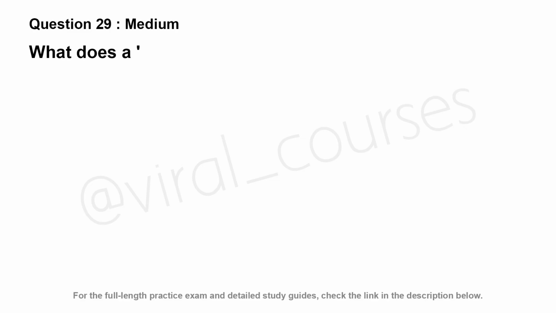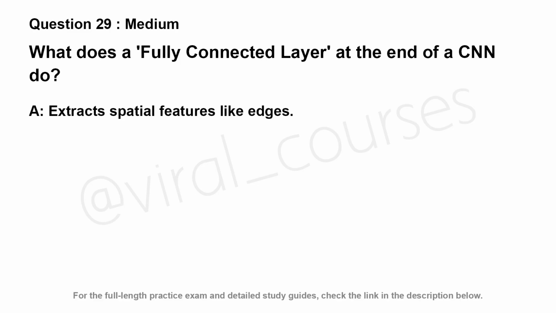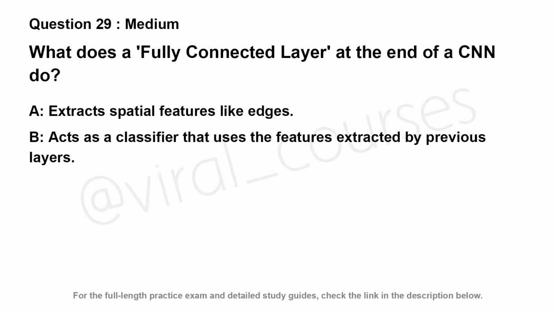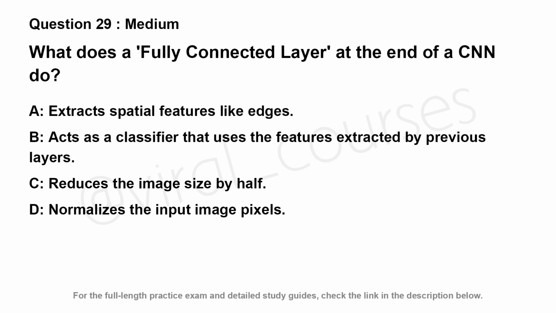What does a fully connected layer at the end of a CNN do? Option A. Extracts spatial features like edges. Option B. Acts as a classifier that uses the features extracted by previous layers. Option C. Reduces the image size by half. Option D. Normalizes the input image pixels.